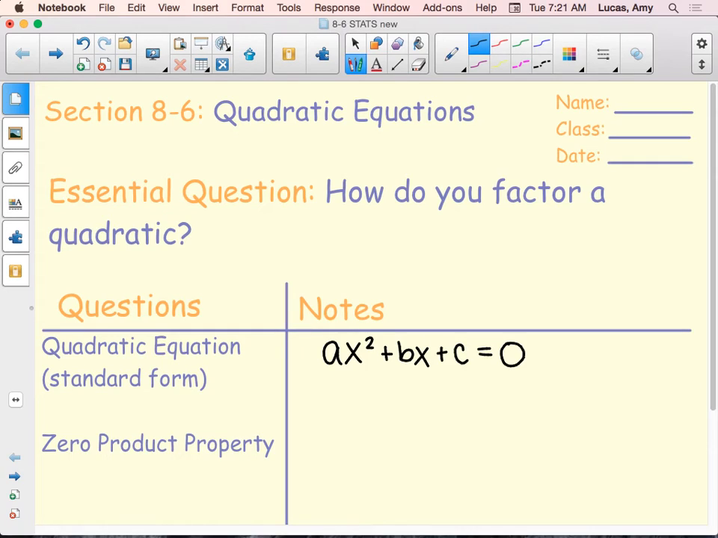So standard form is a specific order. Basically, you want to make sure that all of your terms are on one side of your equation, and you have to have a 0 on one side. So it must be equal to 0. Whether the 0 is on the right or the left-hand side doesn't matter.